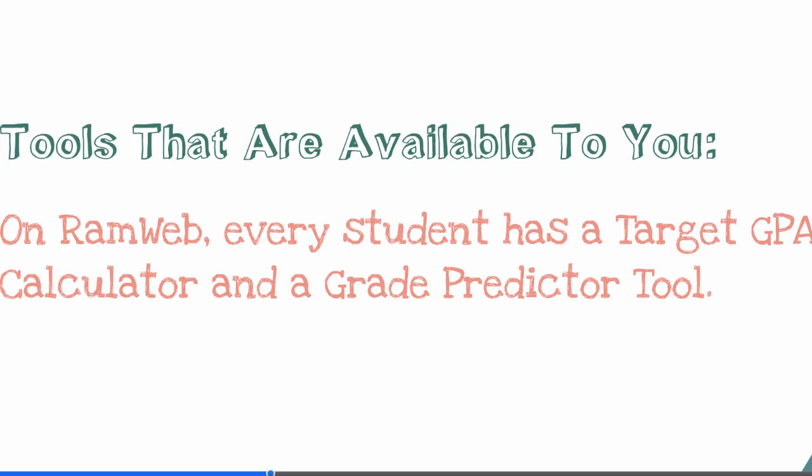As a student at Colorado State, you don't have to hand calculate your semester or cumulative GPA because you have some great resources at your fingertips on RamWeb. Every student has access to a target GPA calculator and a grade predictor tool. Both of these can be found under the Tools menu on RamWeb.